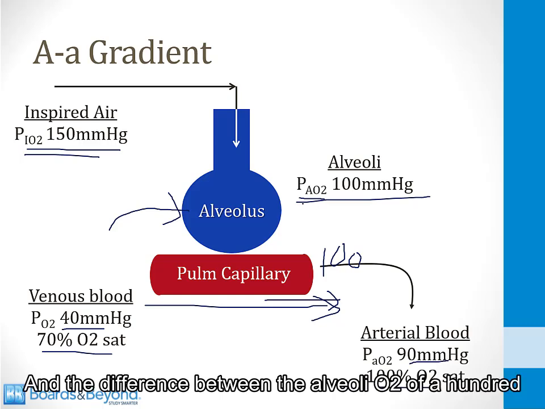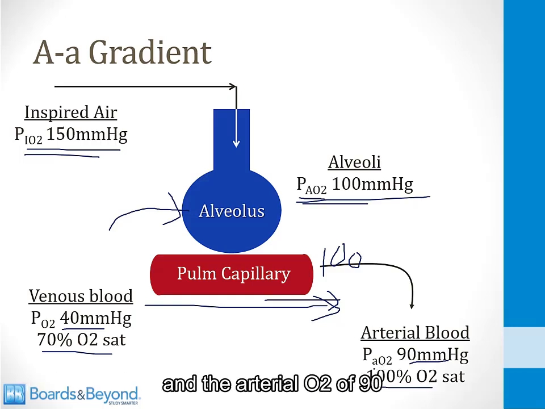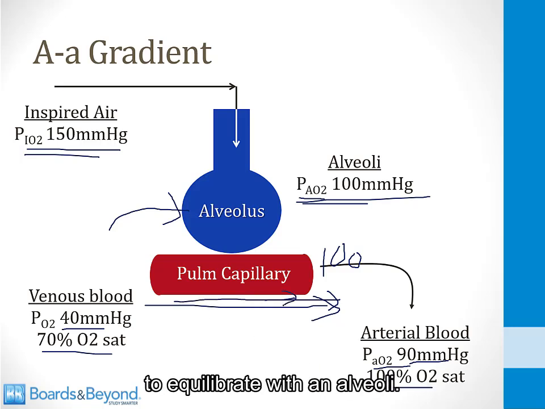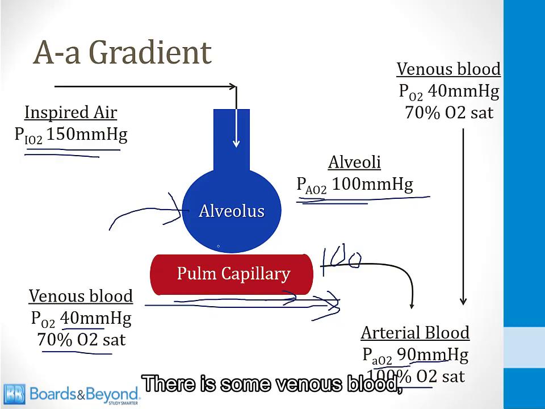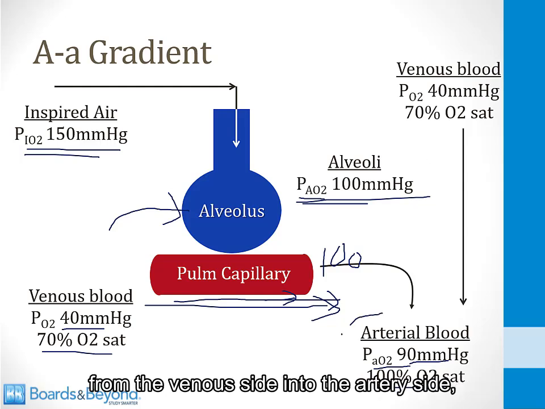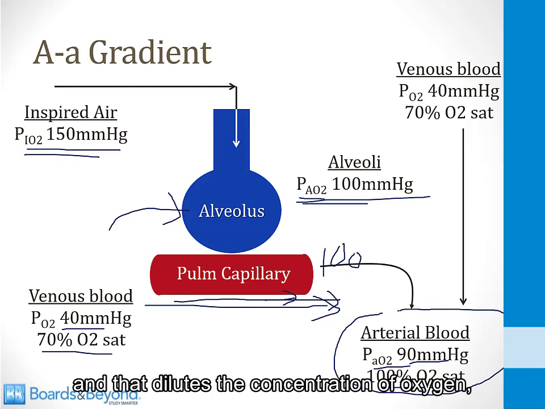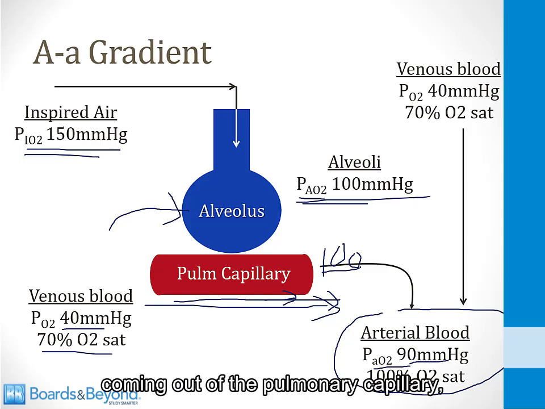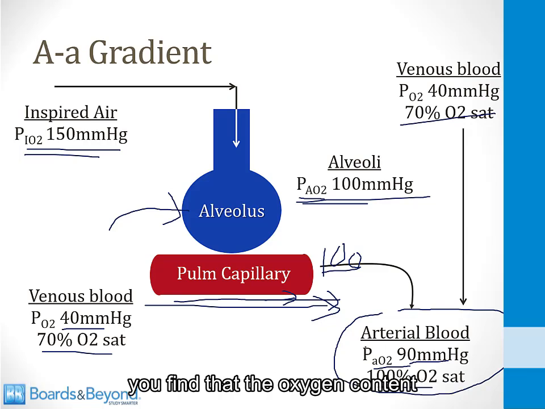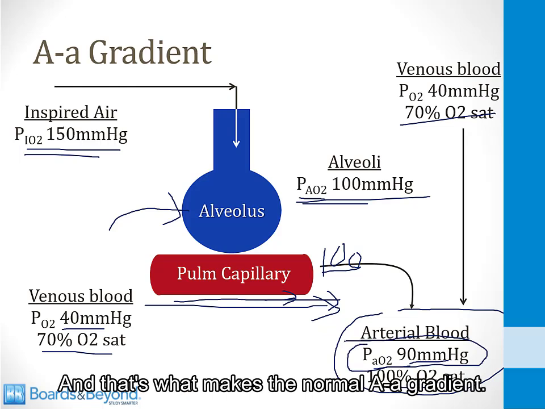And the difference between the alveolar O2 of 100 and the arterial O2 of 90 is called the AA gradient, and normal is about 10 to 15. And the reason we have an AA gradient is because not all the blood in our body flows through a pulmonary capillary to equilibrate with an alveolus. There is some venous blood that bypasses the pulmonary system and flows directly from the venous side into the artery side, and that dilutes the concentration of oxygen so that even though it's 100 coming out of the pulmonary capillary, when it mixes with this blood here in the arterial system, you find that the oxygen content is about 10 or 15 millimeters lower, and that's what makes the normal AA gradient.